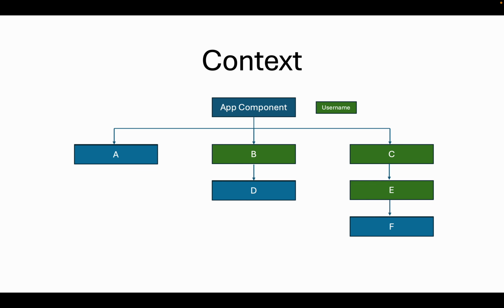So what I have to do normally here is I will have to use props to pass the username from the app component to component A. Then in the second scenario, I have to similarly pass the username with the help of props from the app component to component B. And similarly, the props will be drilled towards component D. Similarly, the same thing I have to do in the third scenario as well. I have to pass the username from the app component to component C, then I have to drill it to component E, and then finally I have to drill that username from component E to F.